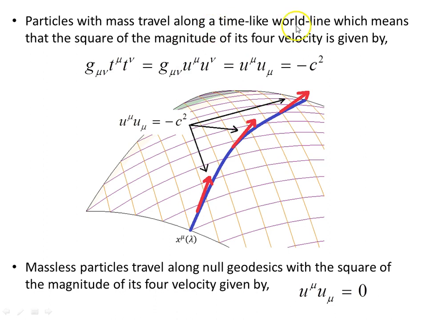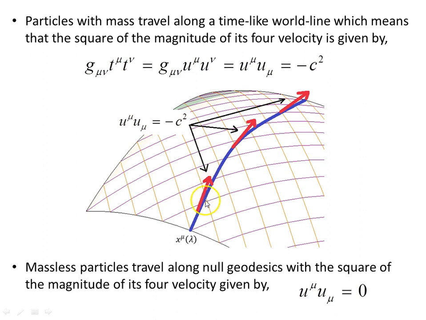Now, particles with mass travel along a time-like world line, which means that the square of the magnitude of its forward velocity is given by the metric contracted with the tangent components. The tangent components, as we've seen, are just the forward velocity of the particle, and so we use the metric to contract on u^mu, and we find that the magnitude squared is minus c squared. That's always the case in special and general relativity for a particle with mass. Its forward velocity is parallel transported along this curve, and what that means is that the magnitude is held constant.